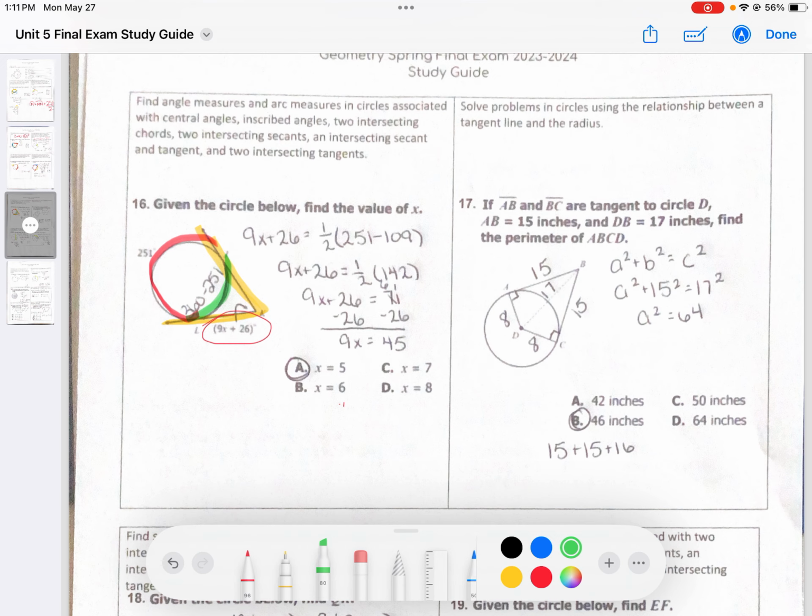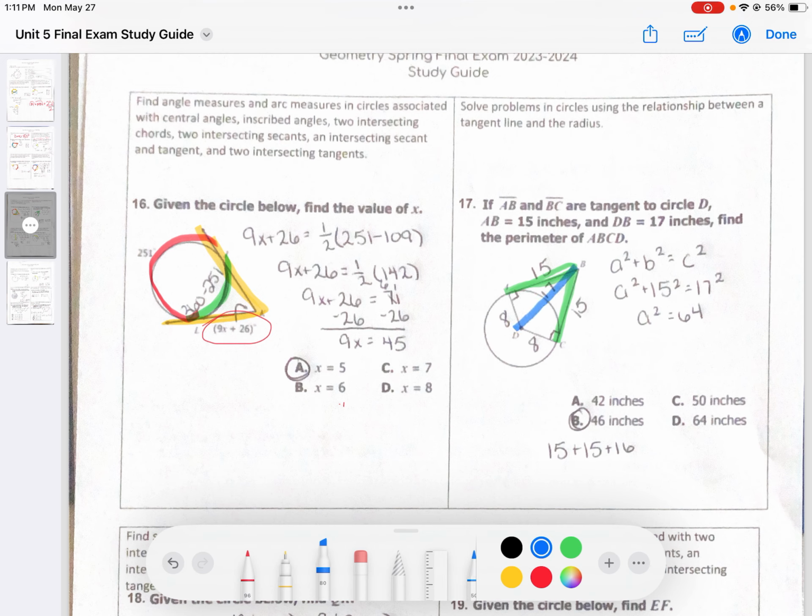All right. 17. If AB and BC are tangent to circle D, AB is 15 inches, DB is 17. Find the perimeter. Perimeter is the fencing around. What you know about tangents is that if two tangent lines come from the same external point, they are congruent. So AB and BC are both 15 because they're both tangent lines that come from point B. You know that DB is 17.